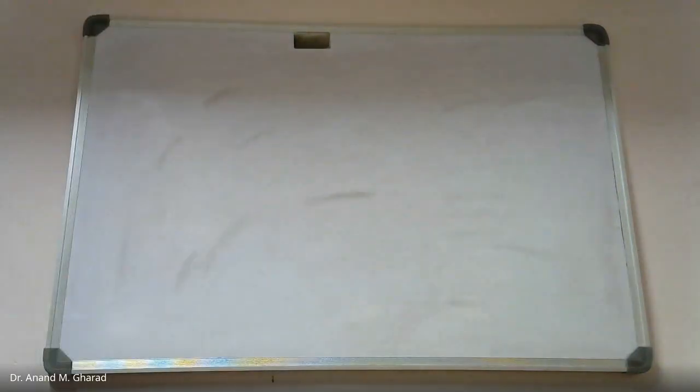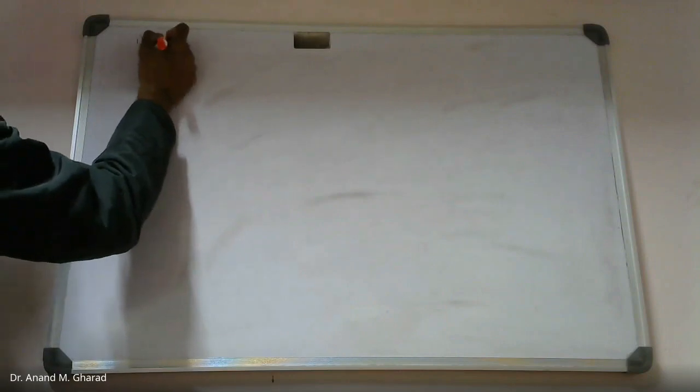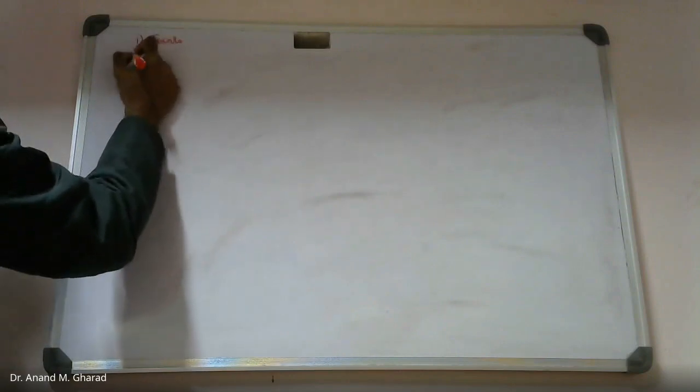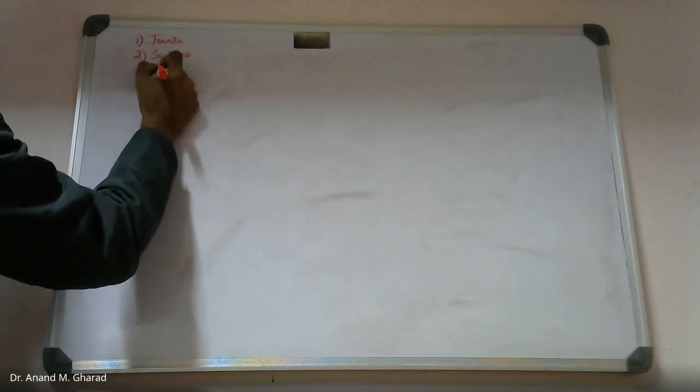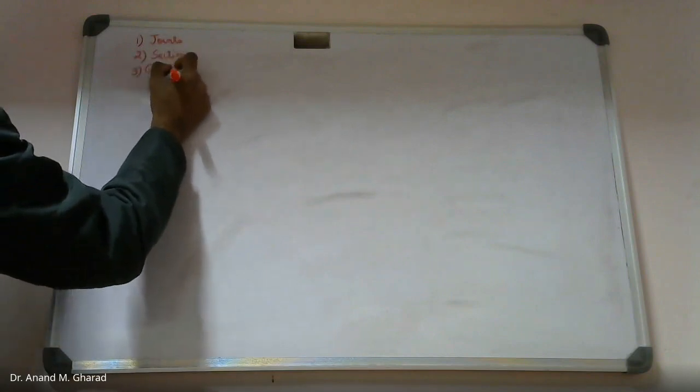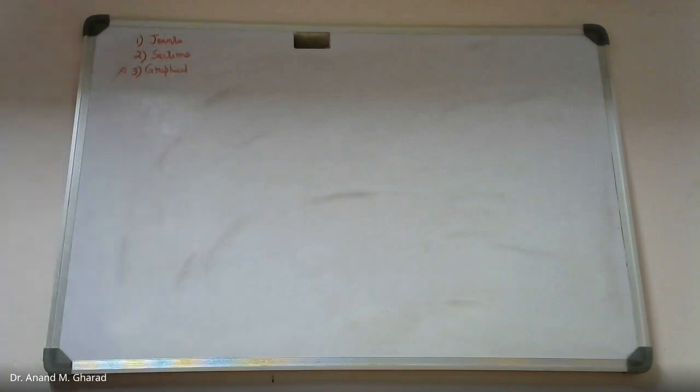So to analyze a truss, there are two different methods, rather three methods, out of which two are analytical, one is graphical. So these three methods are method of joints, second is method of sections, and third one is the graphical method, which we are not going to discuss. We will be discussing only method of joints and sections.